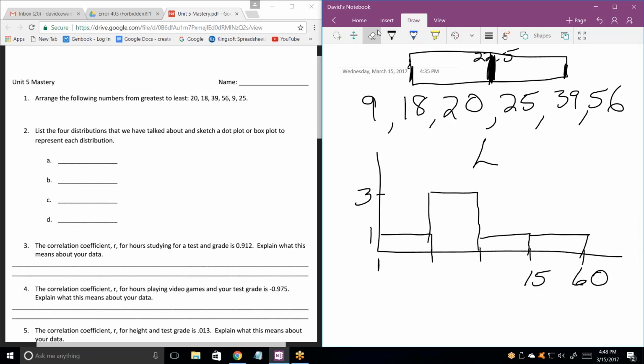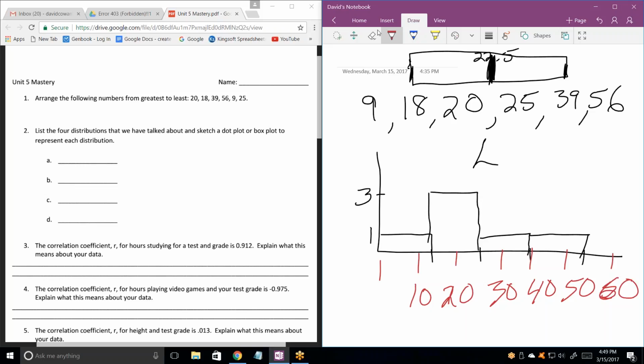Let me do it in a different color this time. Actually, I should have left the black there. But I'm going to do this one in red. And I'm going to go from 0 to 10, and then from 10 to 20, 20 to 30, 30 to 40, 40 to 50, and 50 to 60. All right. How many are in 0 to 10? There's 1. Still just one.